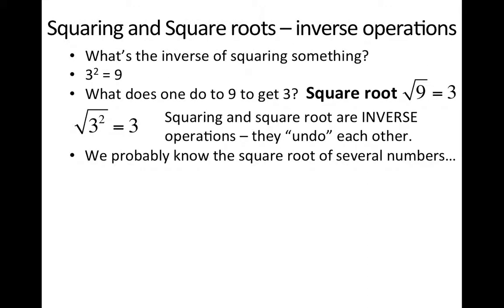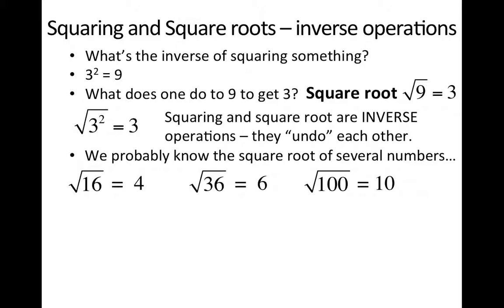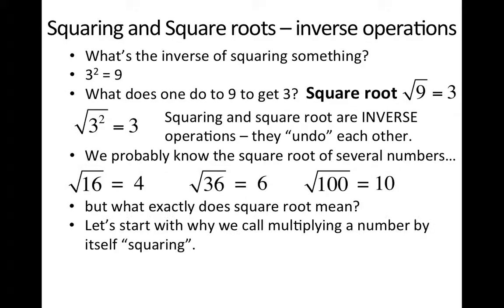Okay, and you probably know the square root of several numbers already. Like if I told you what's the square root of 16, hopefully you know that's 4. The square root of 36 is 6, and the square root of 100 is 10. That's because 4 times 4 equals 16, 6 times 6 equals 36, and 10 times 10 equals 100. But what exactly does square root mean? And let's start that by understanding why when we multiply a number by itself, we call it squaring it.